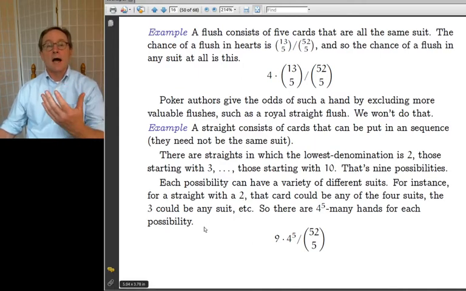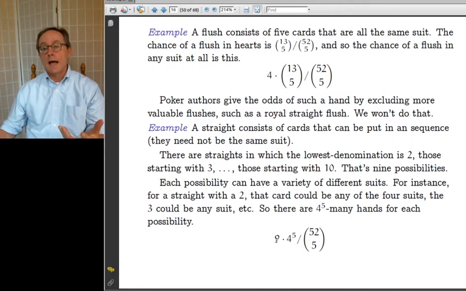If I'm saying I have a straight that begins with a 3 and then has a 4 and a 5 and a 6 and a 7, how many such hands are there? Well, there are 4 possibilities for the 3: spades, hearts, clubs, diamonds. There are 4 possibilities for the 4, spades, hearts, clubs, diamonds, etc. So we're looking at a total of 9 possible straights. Each straight has 4 to the 5th possible variations in terms of suits, and all divided by 52 choose 5.